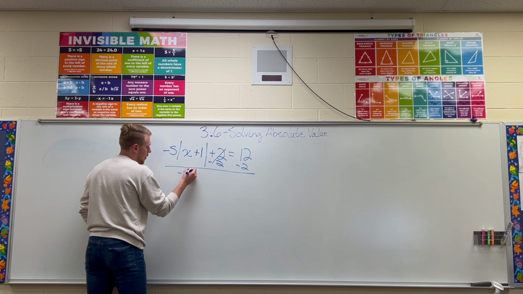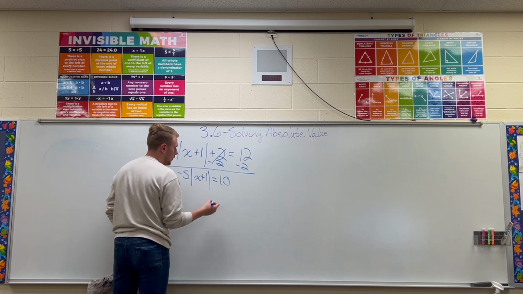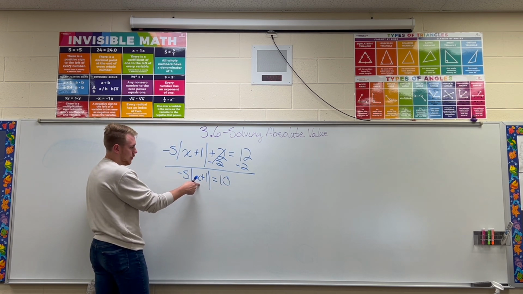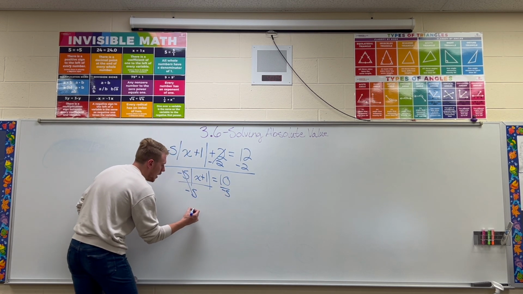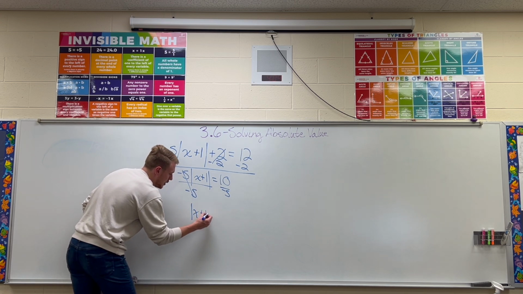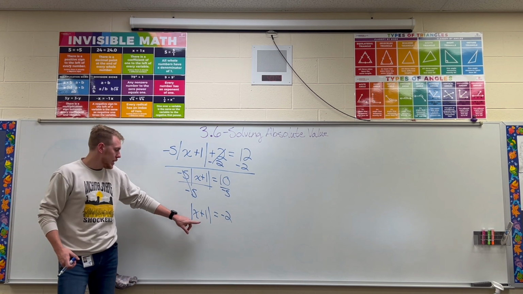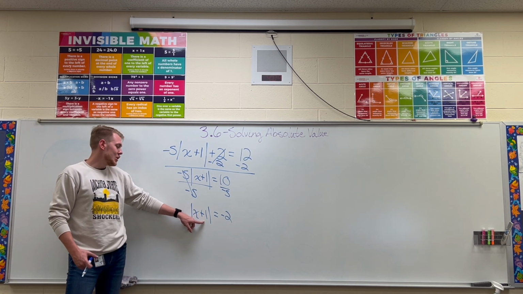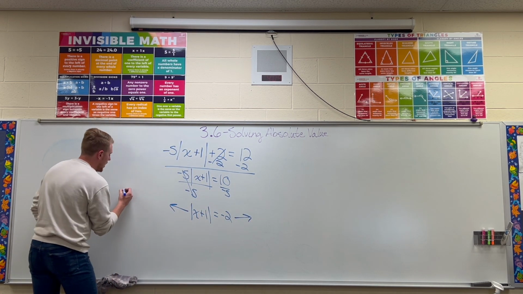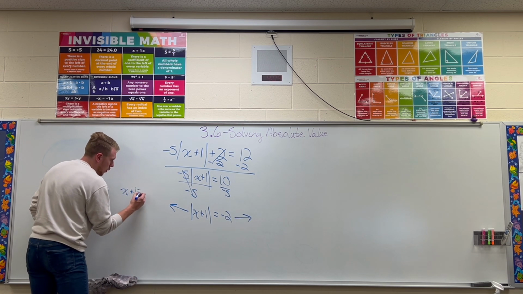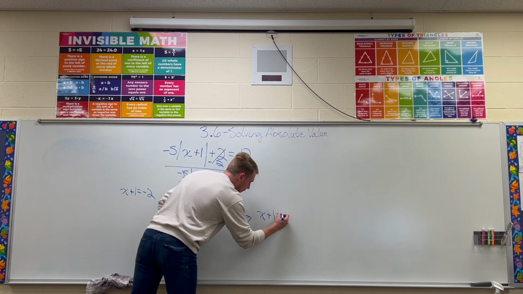I'm left with negative 5 times the absolute value of x plus 1 equals 10. Okay, how do I get this by itself? I have to divide by negative 5. Okay, now I'm left with the absolute value of x plus 1 equals negative 2. So, is my x by itself? No. So I have to break it up into two separate equations. Okay, so I have x plus 1 equals negative 2, and x plus 1 equals 2.